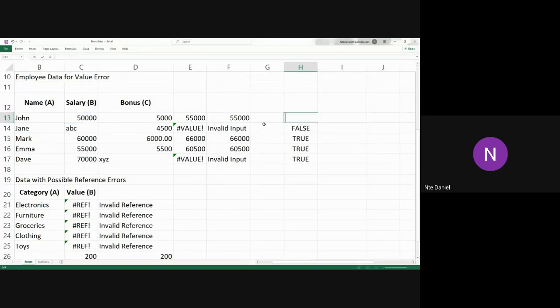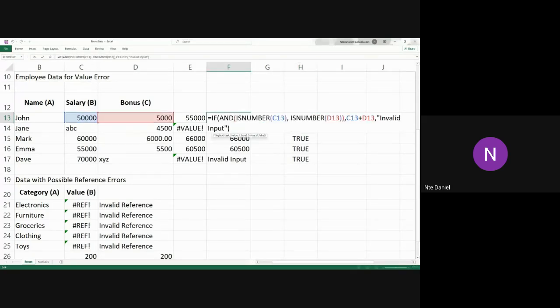Sorry, I just had a brain freeze. Let me grab the function from here. Okay. Okay. Let me copy this out. And I'll explain it for you guys.